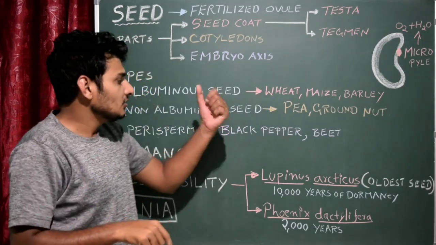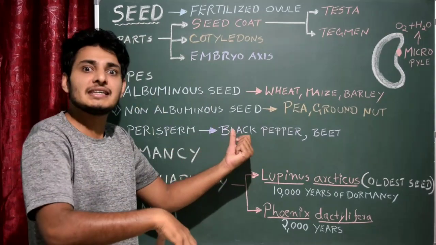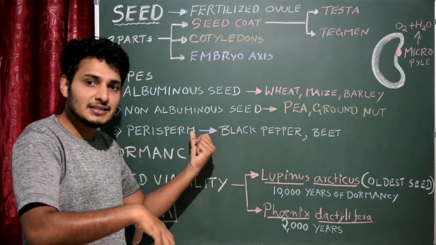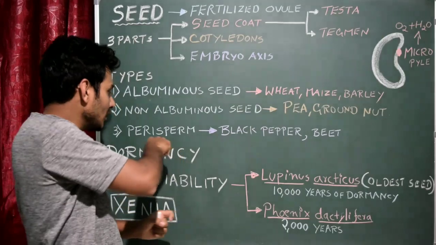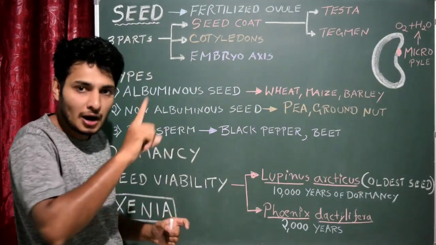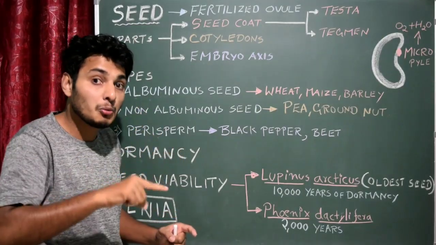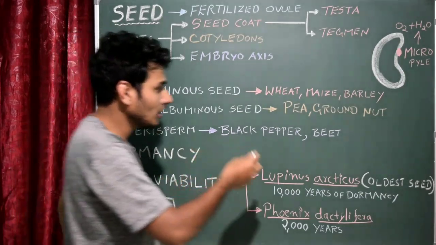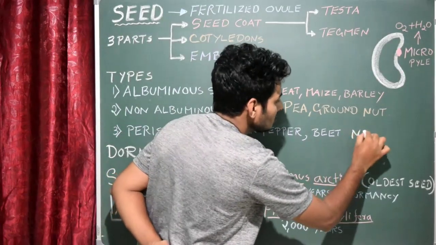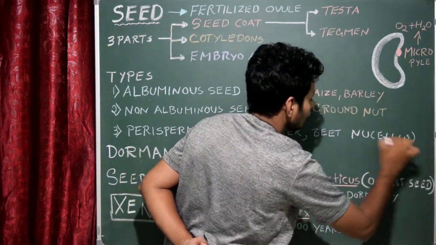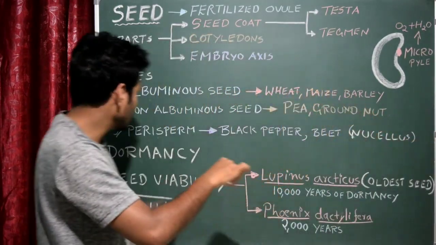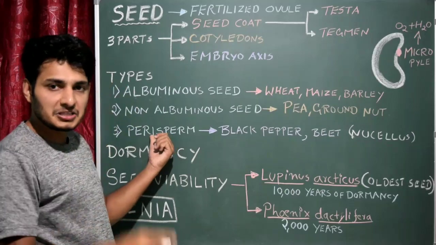Okay, so here the nucellus is still present inside the seed. That is, the persistent nucellus within a seed is called perisperm. I'm not talking about the endosperm, I'm talking about the nucellus. If you want, I'll write here nucellus. Nucellus is still present inside a seed. That type of seed is called perisperm.